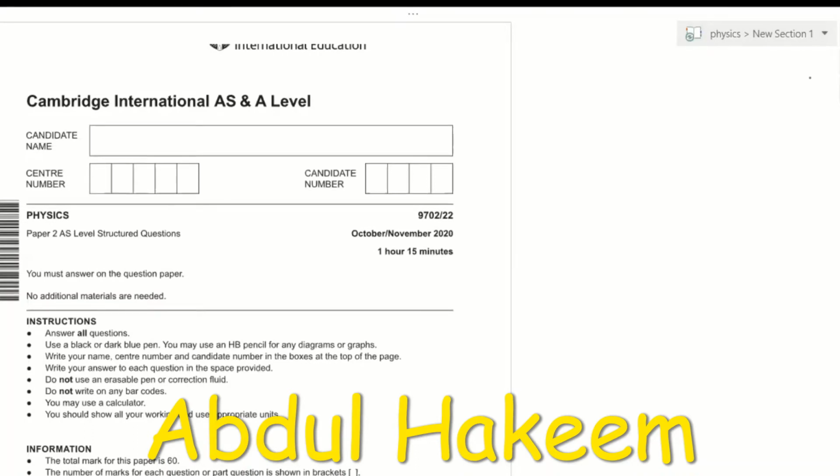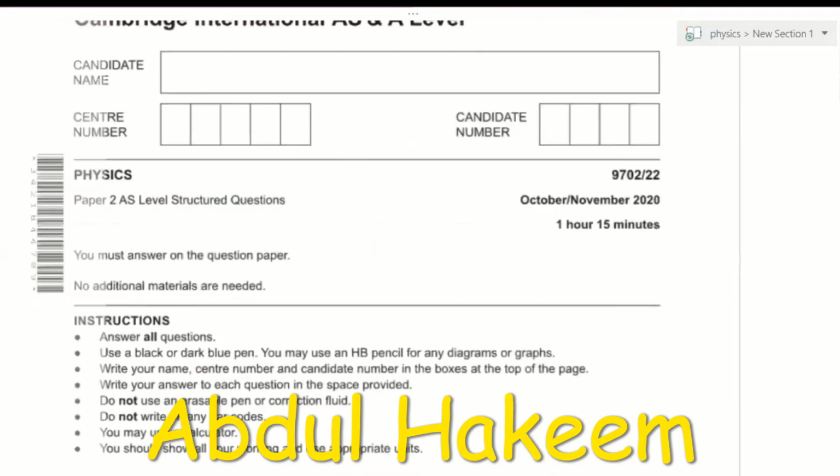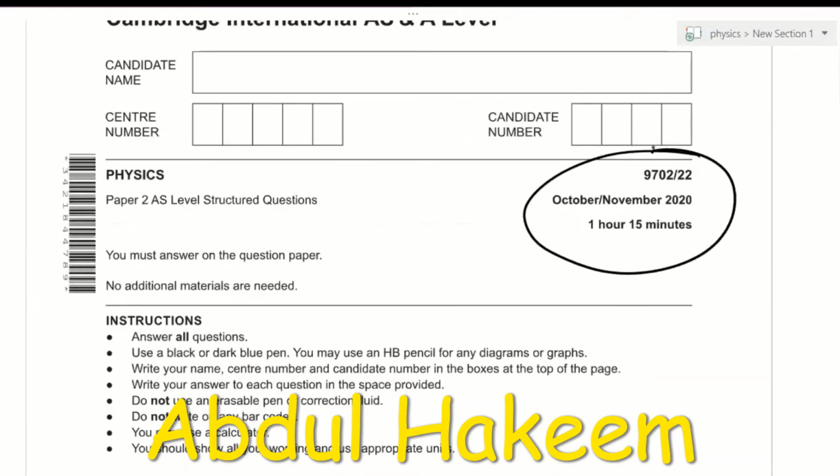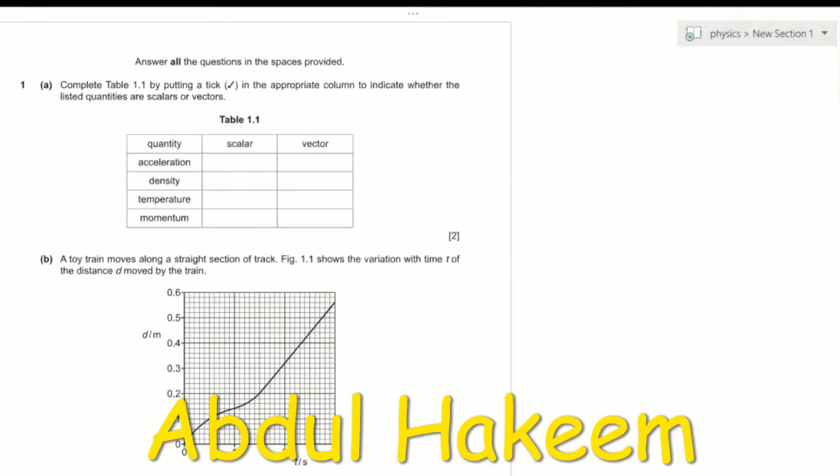Okay, so this is paper 2, variant 2, October/November 2020. Question 1 is: complete Table 1.1 by putting a tick in the appropriate column to indicate whether the listed quantities are scalar or vector. The first one, acceleration, is a vector because it has a fixed direction. Then density has no fixed direction, so it's a scalar. Temperature is a scalar, and momentum is a vector.